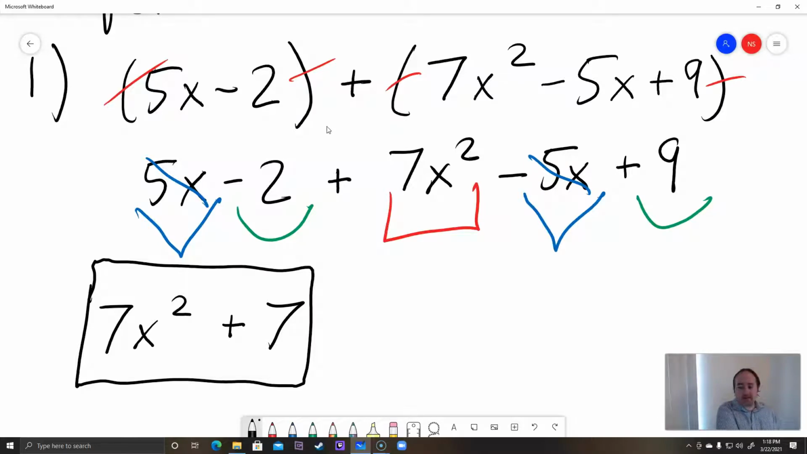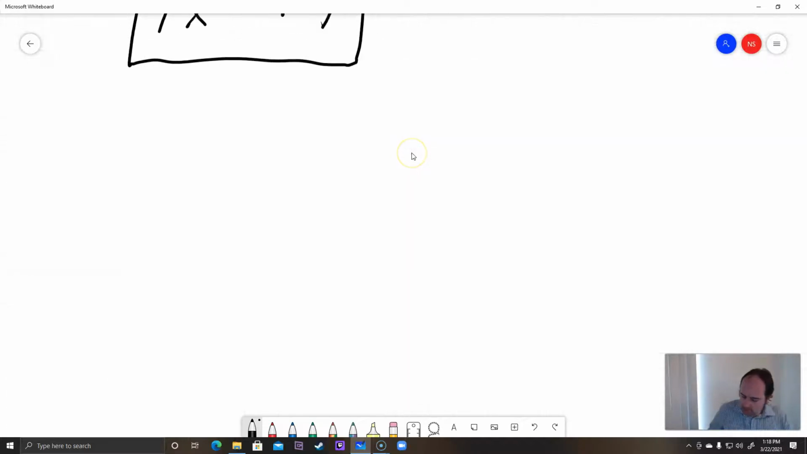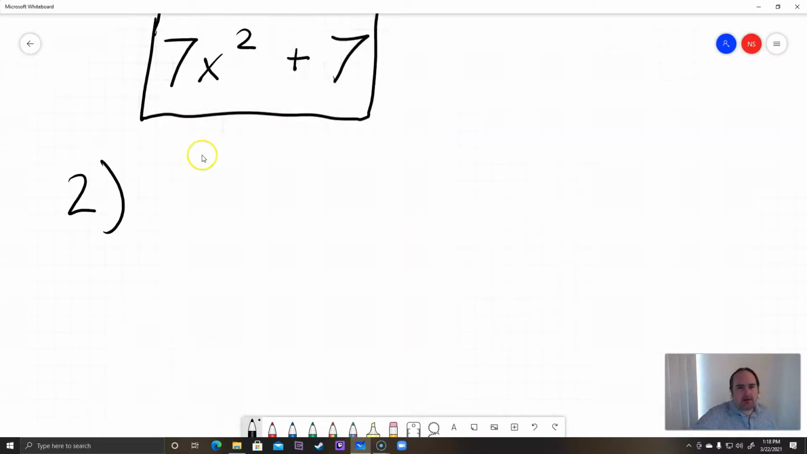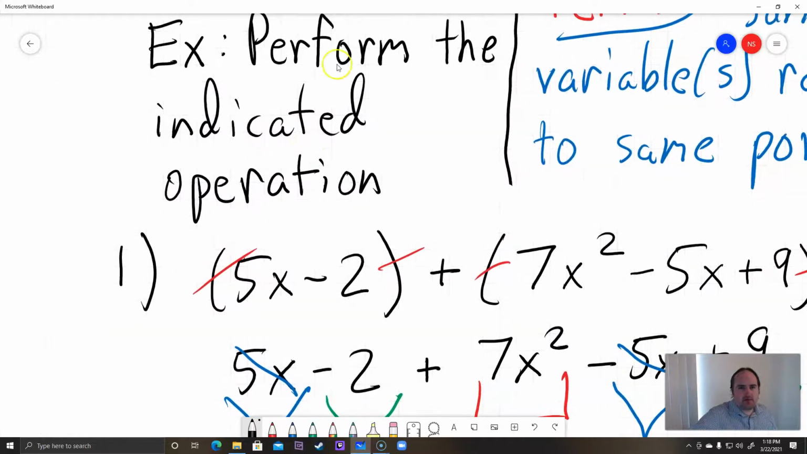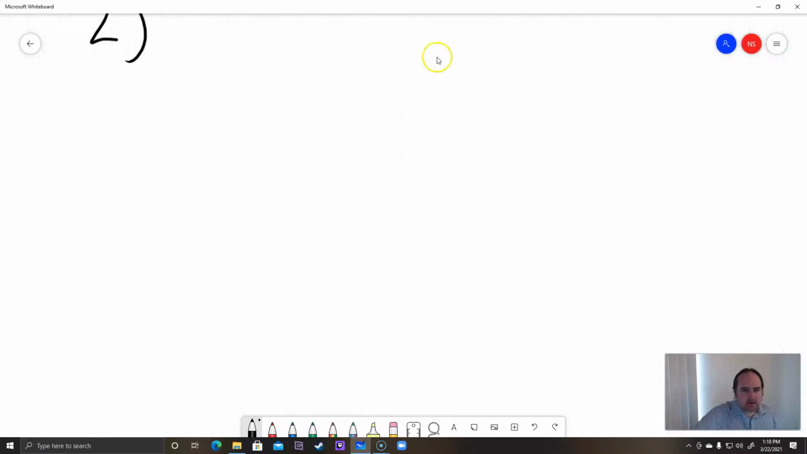Now, for the next example, I wanted to do an example of subtracting polynomials. So for example number 2, let's try subtracting polynomials. Now in the directions, they're still going to say perform the indicated operation, but that just means add or subtract as indicated. So on the first one we were adding. On the second one, now we're going to be subtracting.